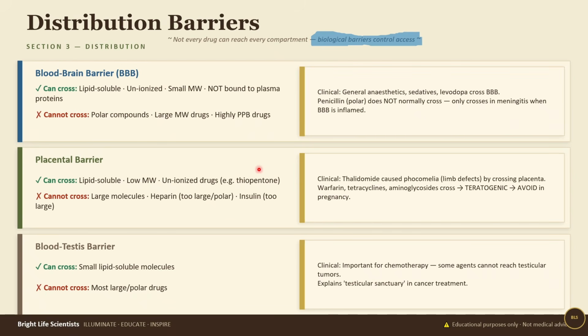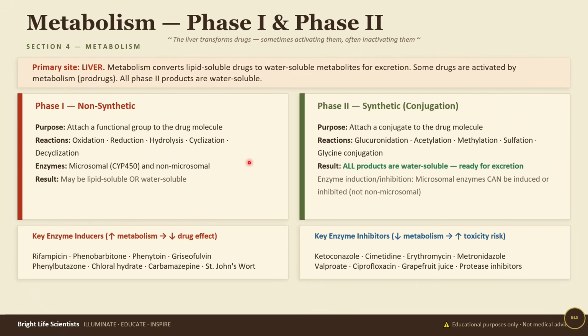Let's talk about metabolism. Metabolism primarily occurs in the liver, which transforms drugs to make them more water-soluble and easier to excrete. Metabolism happens in two phases. We have phase 1, which is non-synthetic. Phase 1 reactions add a functional group to the drug molecule. Reactions here include oxidation, reduction, and hydrolysis. The enzymes involved are mainly CYP450. The products may be lipid-soluble or water-soluble. Phase 1 sometimes activates prodrugs.